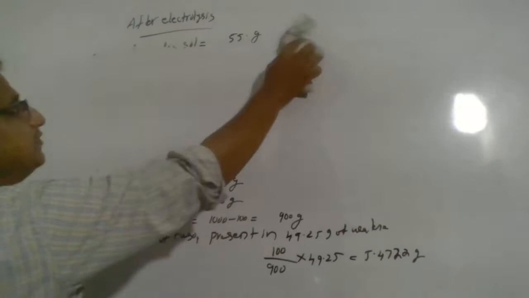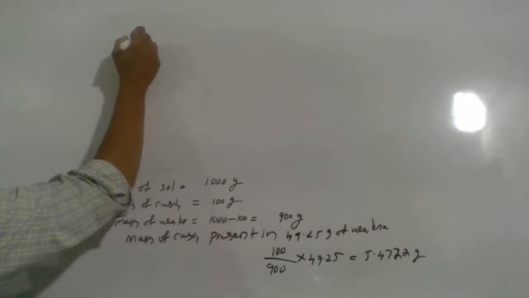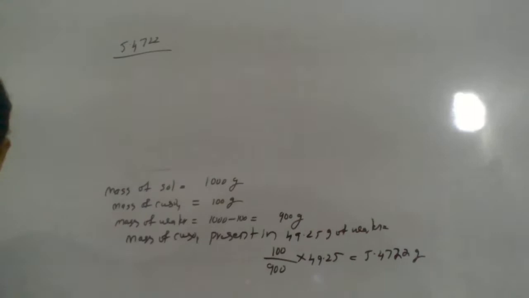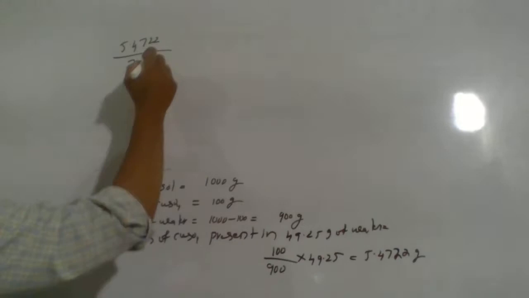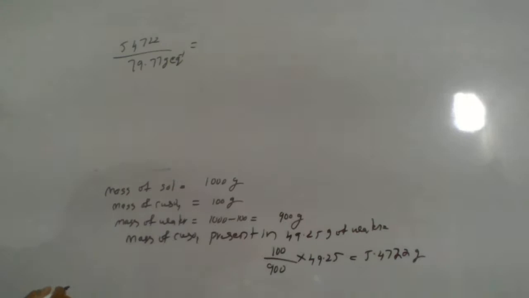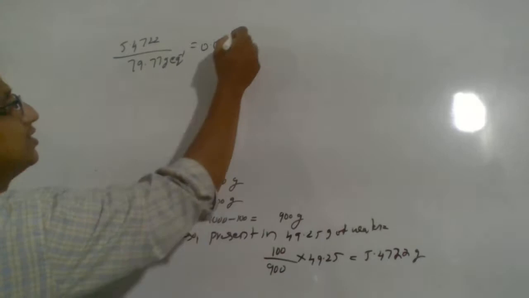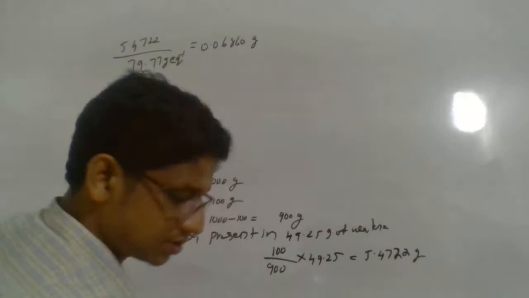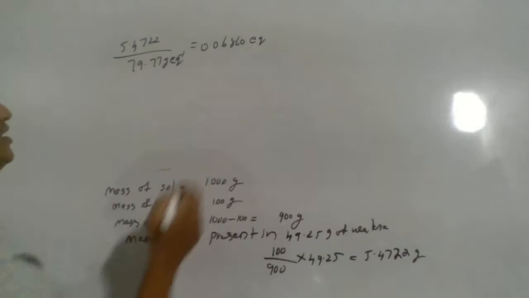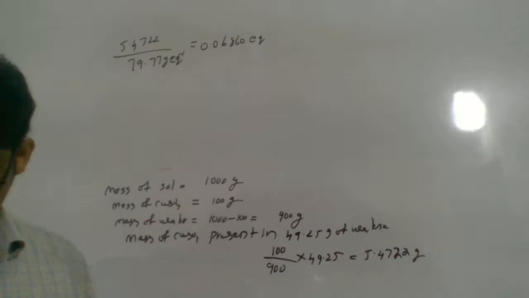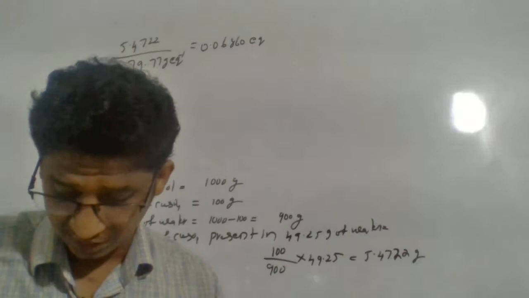Having got this, you can calculate the number of gram equivalent of copper sulfate. That is equal to 5.4722 divided by the equivalent mass of copper sulfate that we already told, 79.77. That will be around 0.0686 gram equivalent, the number of gram equivalent of copper sulfate before electrolysis. Please note, the number of gram equivalent of copper sulfate after electrolysis is higher than the number of gram equivalent of copper sulfate before electrolysis.